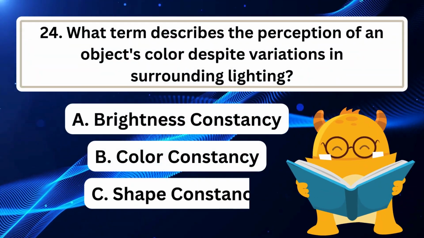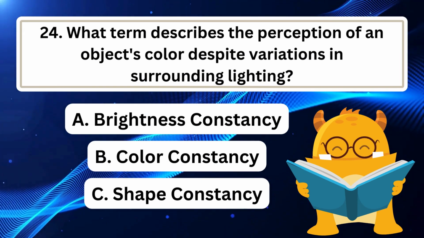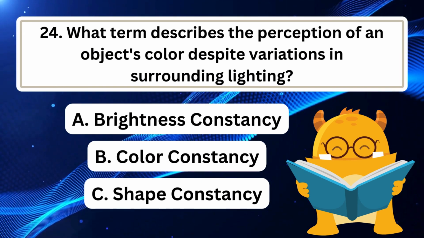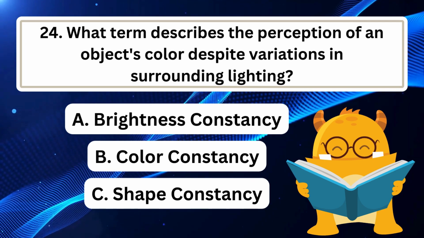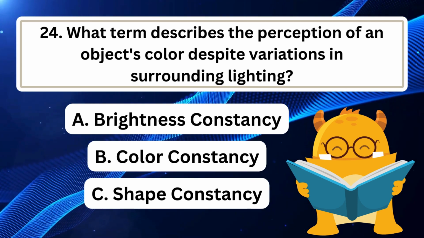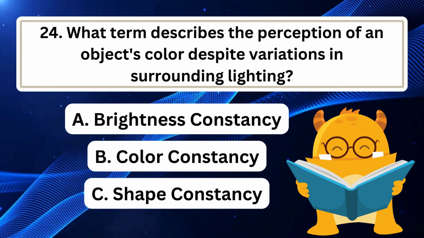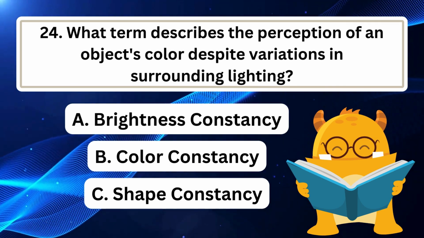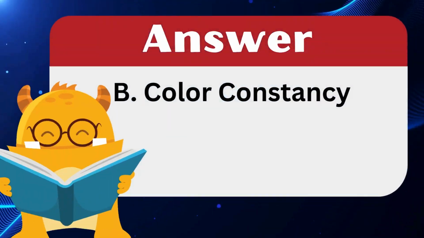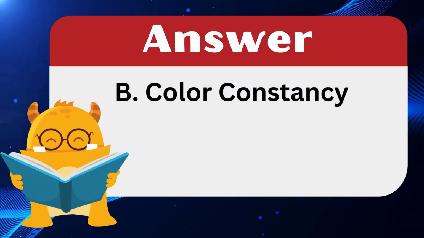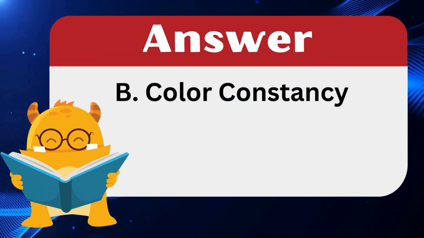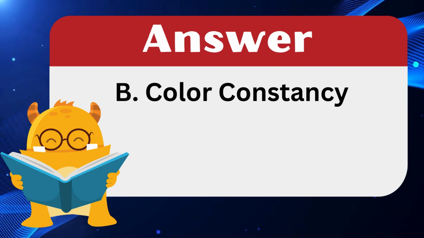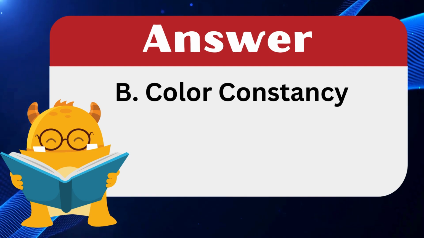24. What term describes the perception of an object's color despite variations in surrounding lighting? A. Brightness constancy. B. Color constancy. C. Shape constancy. B. Color constancy. Color constancy refers to the perception of an object's color despite changes in the lighting conditions or surroundings.